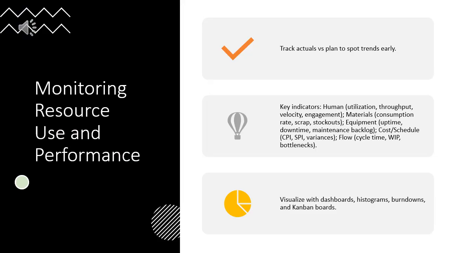Track actuals against plan to spot trends early. Useful indicators include human utilization, throughput, velocity, and engagement. Materials: consumption rate, scrap, and stockouts. Equipment: uptime, downtime, and maintenance backlog. Cost and schedule: CPI, SPI, and variance trends. Flow metrics: cycle time, WIP, and bottlenecks. Visualize with dashboards, histograms, burn downs, and Kanban boards.